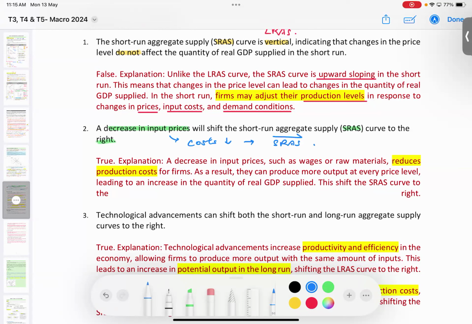So cost becomes lower now, you produce more. You produce more means shift right. Okay, so therefore the answer is correct. Because it reduced the production costs for firms, they can produce more at every price level. So that results in an increase in the quantity of real GDP supply. Shift to the right.